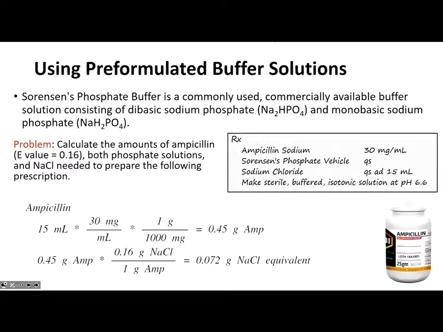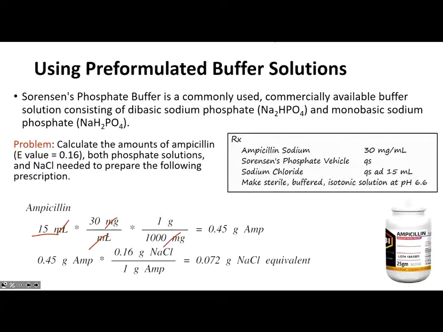need. For this prescription, we're making an eye drop that has 15 milliliters, right? That concentration is 30 milligrams per mil. So 15 mils times 30 milligrams per mil, mils cancel. I'm in milligrams. Just to convert that to grams, let's multiply by 1 gram over 1,000 mils. So again, doing this, mils cancel, milligrams cancel, and my final units are in grams. And if you do that math, what it's saying is that in my 15 milliliters, to have that right concentration, I need to put in 0.45 grams of ampicillin.